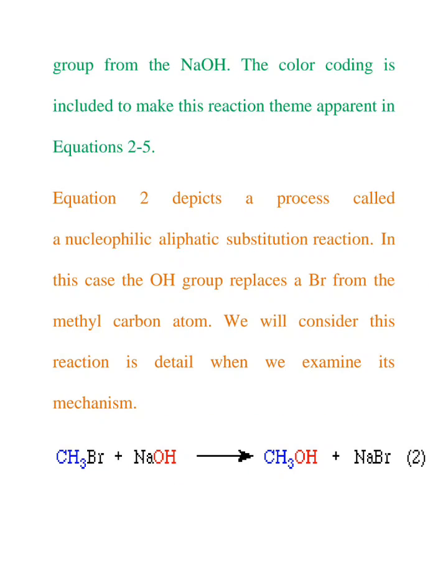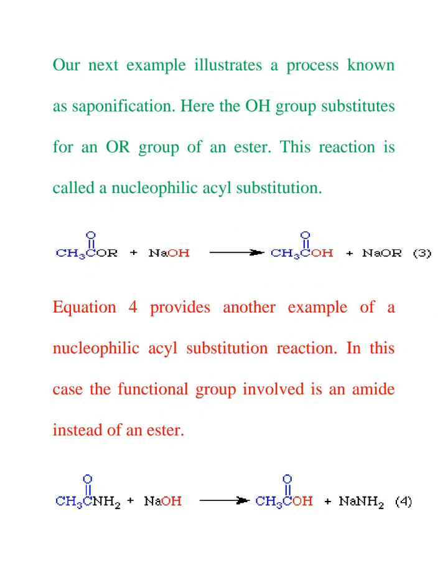Equation 2 depicts a process called a nucleophilic aliphatic substitution reaction. In this case, the hydroxy group replaces a bromide from the methyl carbon atom. We will consider this reaction in detail when we examine its mechanism. Our next example illustrates a process known as saponification. Here, the hydroxy group substitutes for an OR group of an ester. This reaction is called a nucleophilic acyl substitution.